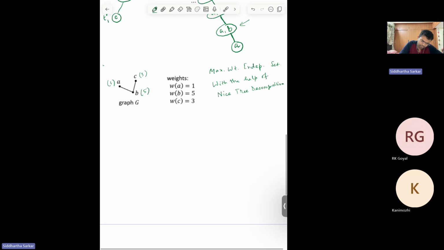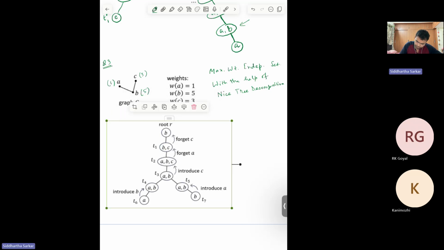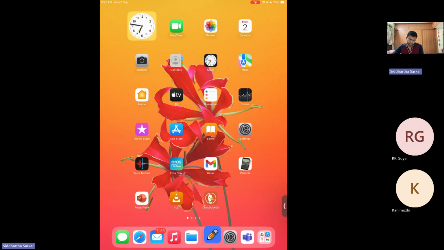So this is question number 3. So here is a nice tree decomposition. So first let us verify if it is really nice. They have already labeled which one is introduced, which one is forget, all the types of nodes are also indicated. So we can be fairly sure that this is indeed a nice tree decomposition. All right. So now we are interested in finding this maximum weight independent set.